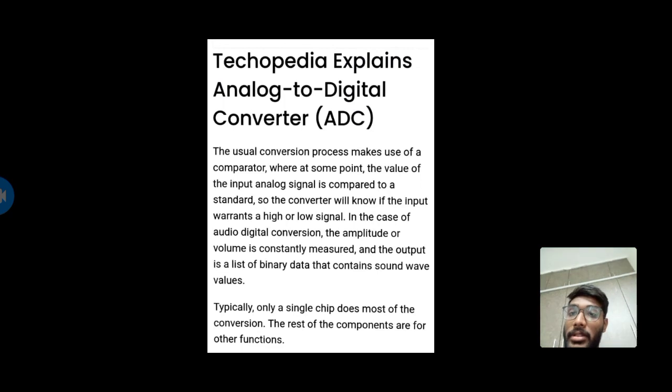Techopedia explains analog to digital converter. The usual conversion process makes use of a comparator, where at some point the value of the input analog signal is compared to a standard, so the converter will know if the input warrants a high or low signal. In case of audio digital conversion, the amplitude or volume is constantly measured, and the output is a list of binary data that contains sound wave values. Typically, a single chip does not only do conversion; the rest of the components handle other functions.